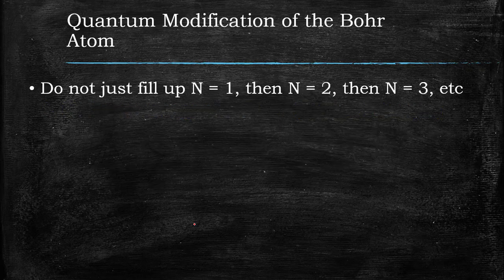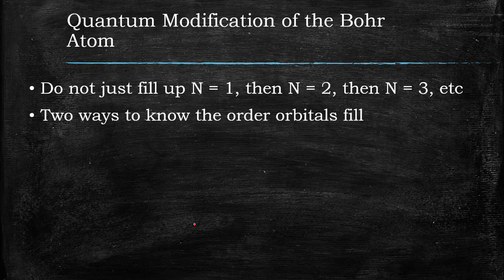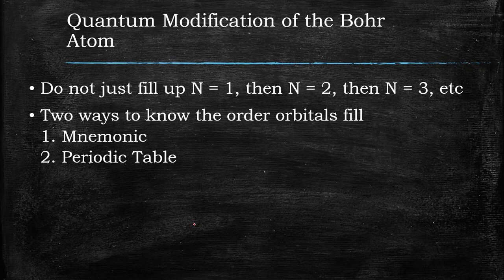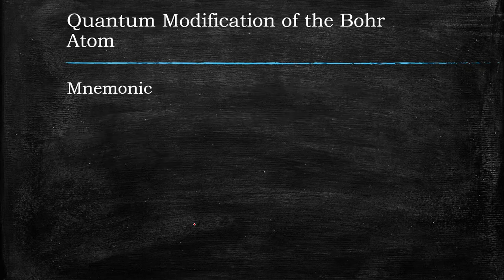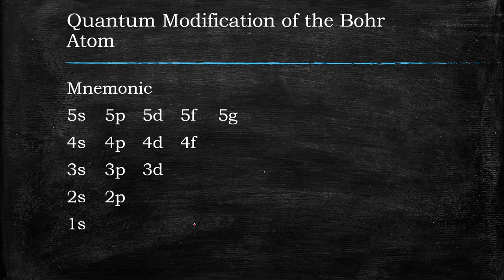You don't just fill up n equals 1 of the first orbital, then fill up the second orbital, then fill up the third orbital. The orbitals fill up in a non-obvious manner. And there are 2 ways to know how the orbitals fill. There's a mnemonic, or you can use the periodic table. I'm going to show you both. For the mnemonic, you're going to build a grid that looks like this. When you go to do your configuration, you're going to draw diagonal lines. You're going to start at the 1s, and you draw a diagonal. Then you go up 1, draw the diagonal. Go over 1, draw the diagonal. Up 1, over 1, up 1, ad infinitum.